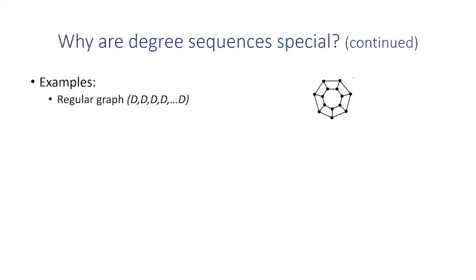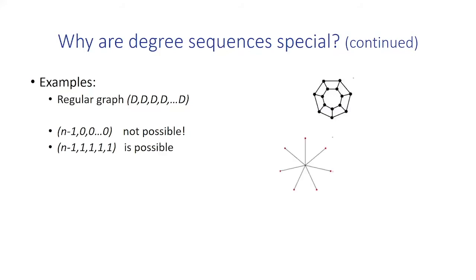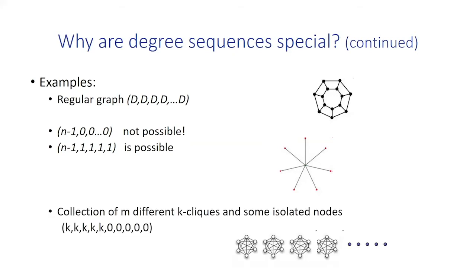Let's just think about some examples. A regular graph would have the same number in each entry. That's not too exciting. But having n minus 1, 0, 0, 0, 0 is not possible. That would be a real problem; it would be the lower bound for why I can't estimate the average entry of an array. But that doesn't happen in a graph. Although n minus 1, 1, 1, 1, 1, 1 is possible, that would be the star graph. That could happen. I can have a lot of zeros, though.